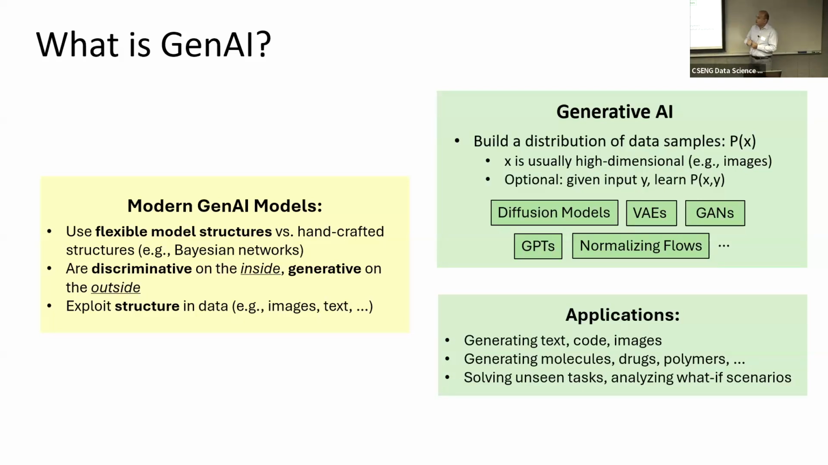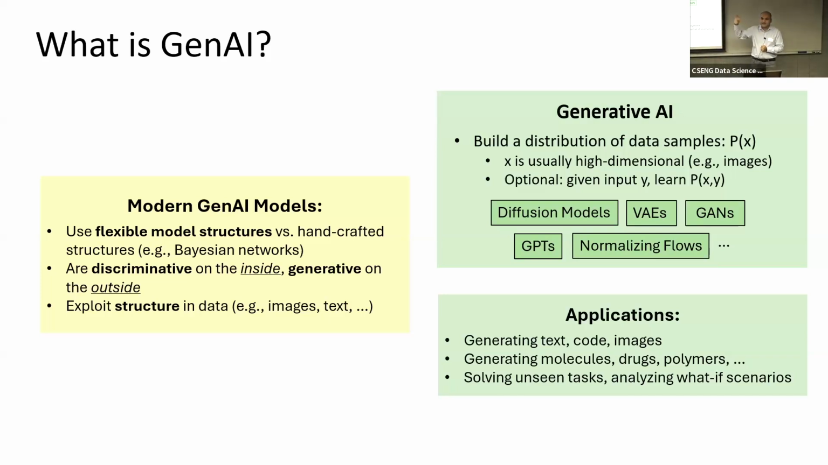Another advantage of the modern Gen AI models that you're seeing on this slide is that they are blurring the boundaries between discriminative AI or predictive AI and generative AI. Many of these Gen AI frameworks have been inspired by advances in discriminative AI, where we are interested in making predictions, but we are using their predictive power to also generate new samples.